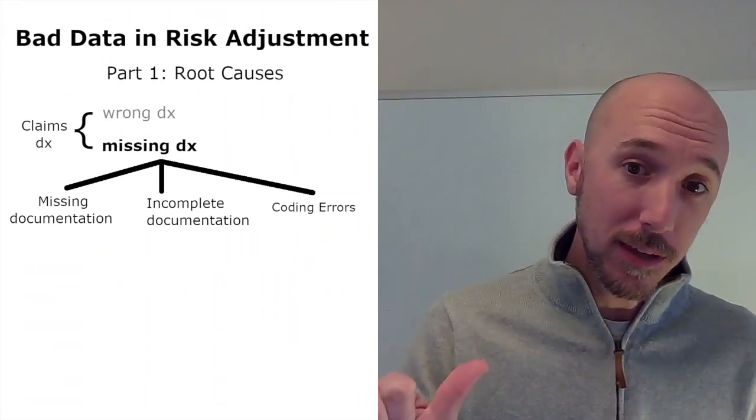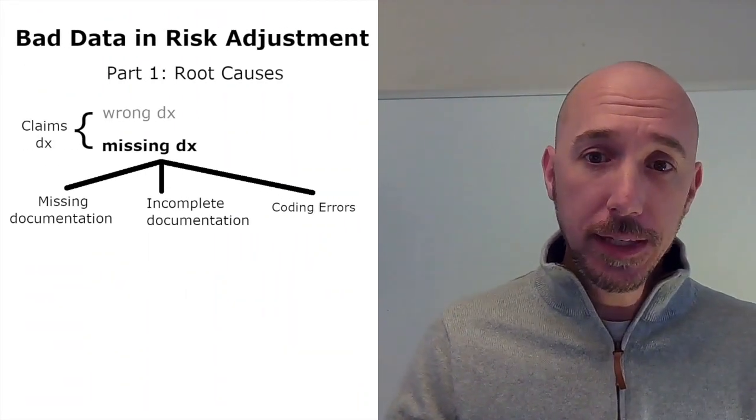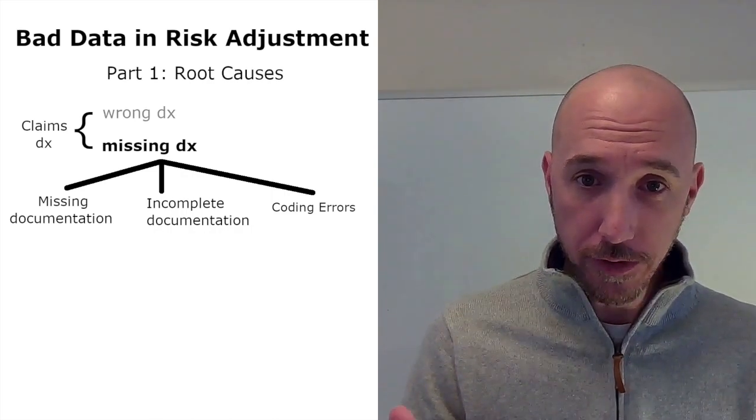This is the second video in our series about bad data in risk adjustment. Previously, we identified three main causes of missing diagnoses. We have missing documentation, incomplete documentation, and coding errors. Today, we're covering the most popular solution to finding missing diagnoses, natural language processing, or NLP.